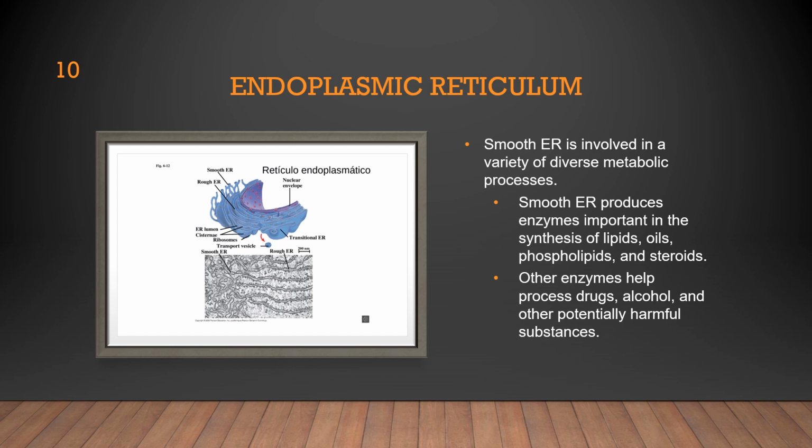Speaking of the endoplasmic reticulum, there are two different types. There's the smooth and the rough part. The smooth ER is responsible for making lipids, proteins, steroids, things like that. It also helps with other enzymes to process drugs, alcohol, and other potentially harmful substances. So it helps to filter out and destroy dangerous chemicals in your body.